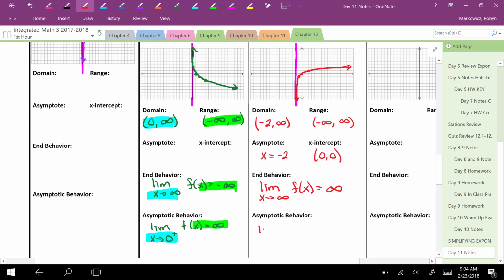Asymptotic behavior is always going to my asymptote. What side am I approaching the asymptote on? From the positive or the negative side? Am I approaching from the right, the positive, or the left, the negative? Positive. And where's the function going? Down, negative infinity. You can also think about it this way. For your domain, are you going to positive infinity or negative infinity? Domain, is it positive?